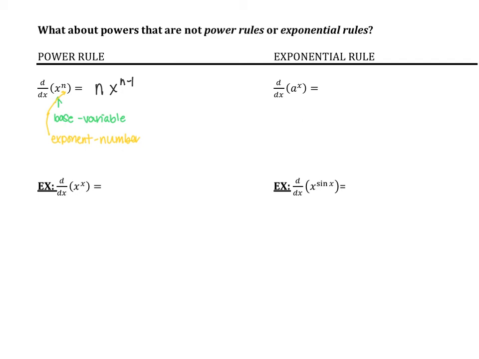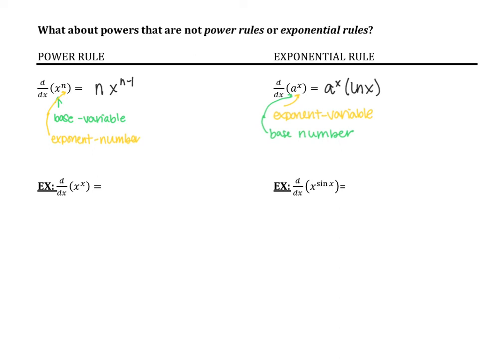That's different than the exponential rule, where my exponent is the variable and my base is the number. This is the one we just talked about today: the derivative of a to the x is a to the x times the natural log of a.